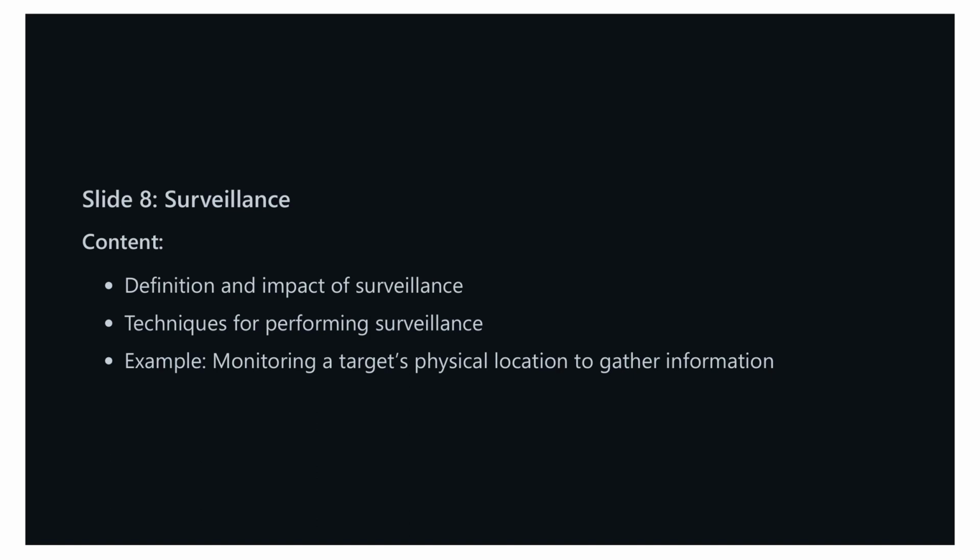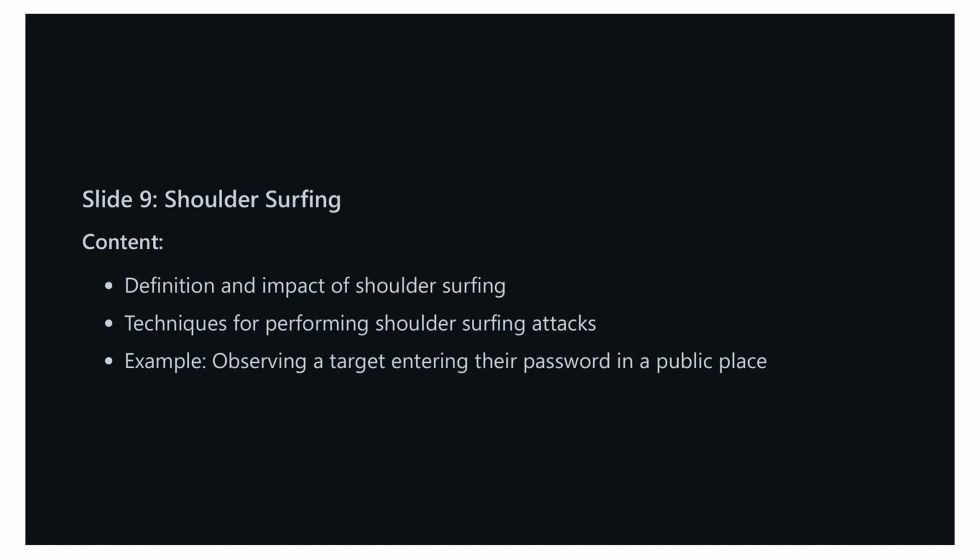monitoring online activities. For example, let's consider monitoring a target's physical location. This could involve observing their daily commute, noting the times they leave and return home, or even tracking the locations they frequently visit. This information can then be used to predict their behaviors and plan further actions. In our next slide, we will discuss shoulder surfing, another method attackers use to gather information. Now let's move on to slide 9, shoulder surfing.